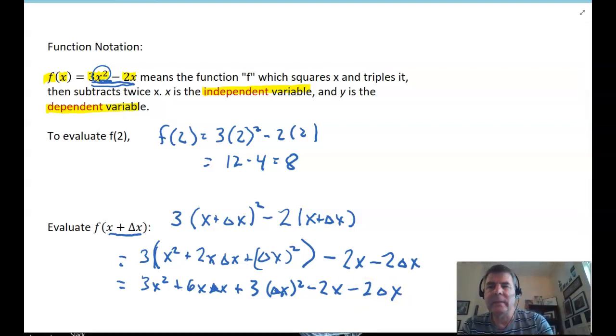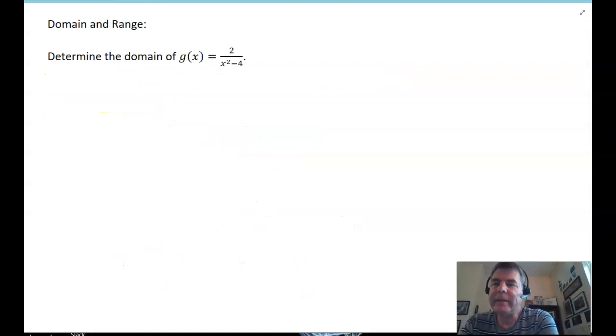Now, I already told you that all the values of x are the domain. So what happens when some values of x will make your function undefined? Remember, we can never divide by 0. So that's called a restriction on the domain.